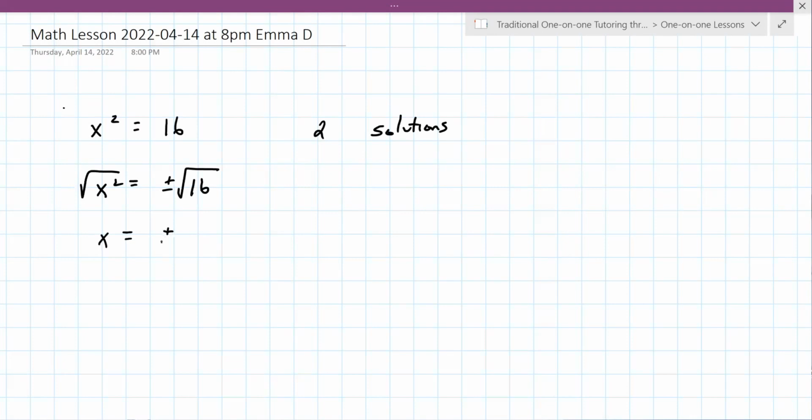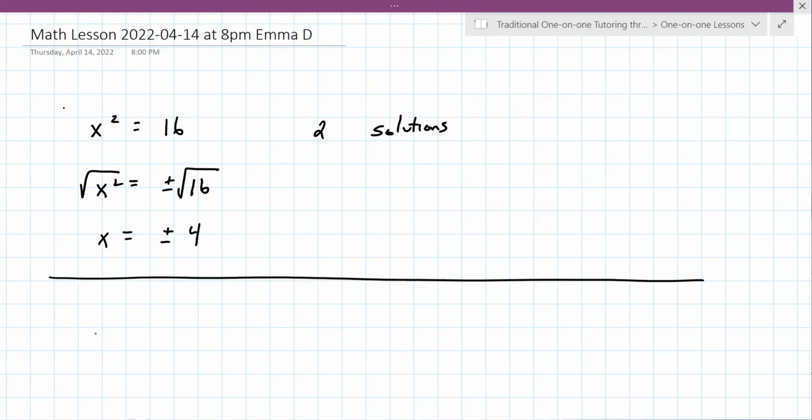But when you're working with certain problems, like if I ask you to solve x squared equals 16, there are two solutions to this. If you take the square root of both sides, I put the plus or minus in front because there are two solutions. It's plus or minus 4.